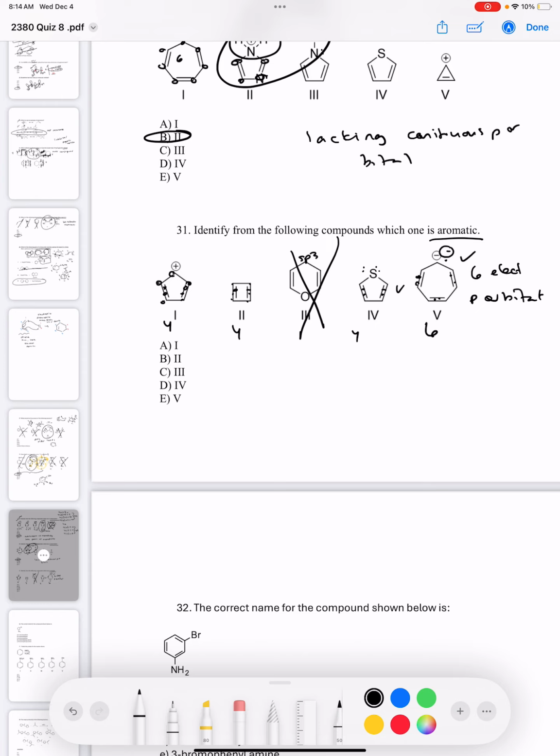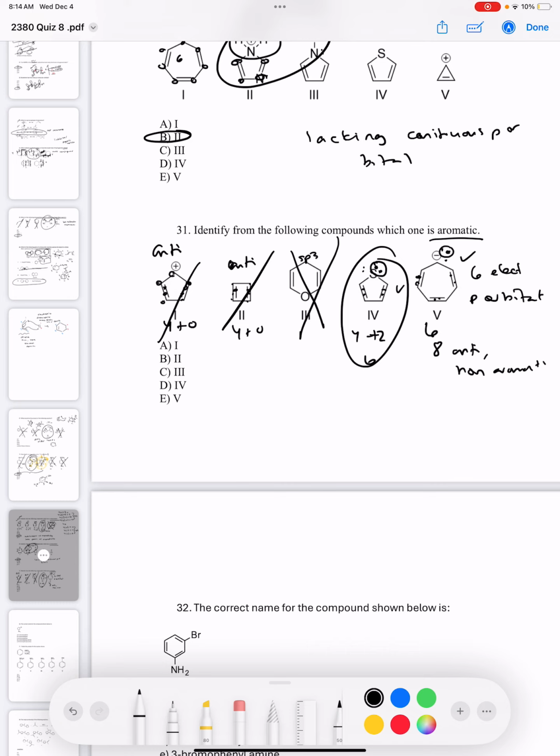Okay, and then let's look at lone pairs. This gets none from lone pairs, so this is anti-aromatic. This gets none from lone pairs, so this is also anti. This could get 1 pair from this heteroatom lone pair, so plus 2, so this is 6, which is a good sign. This carbanion has 2 lone pairs, so this is 8, so this would be anti, or if it could bend out of the shape, it would be non-aromatic. So this is answer choice D.